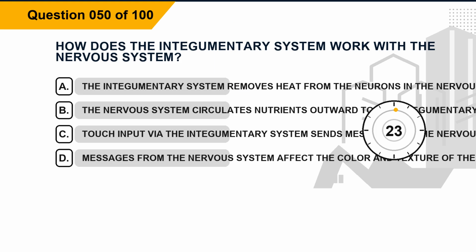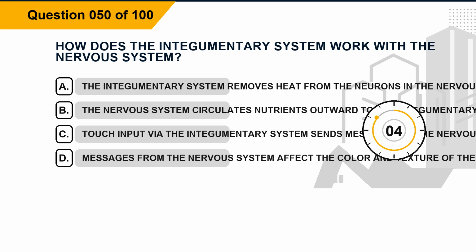Question 50. How does the integumentary system work with the nervous system? Option A. The integumentary system removes heat from the neurons in the nervous system. Option B. The nervous system circulates nutrients outward to the integumentary system. Option C. Touch input via the integumentary system sends messages to the nervous system.